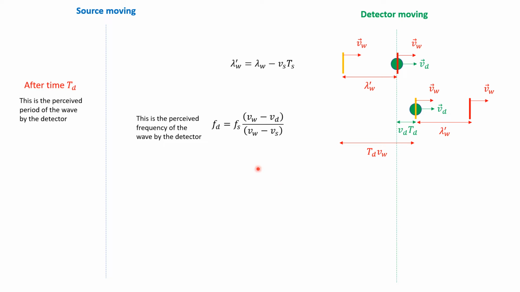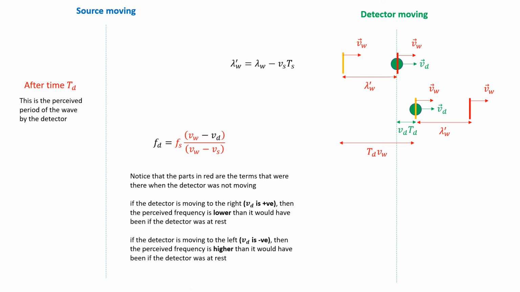So that's the final equation that relates the source frequency to the perceived frequency by the detector. Okay, if we look at this formula, the part in red is the same formula that we had before when the detector was at rest. So when the detector is moving, you have this extra term here.